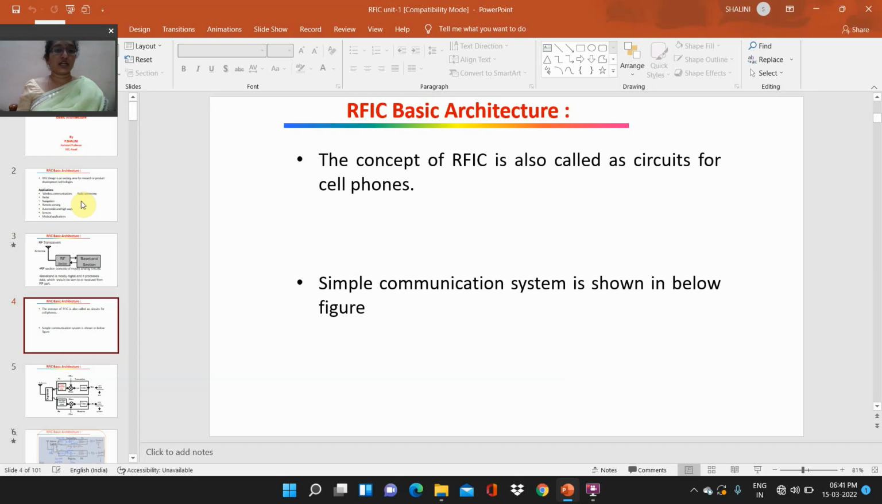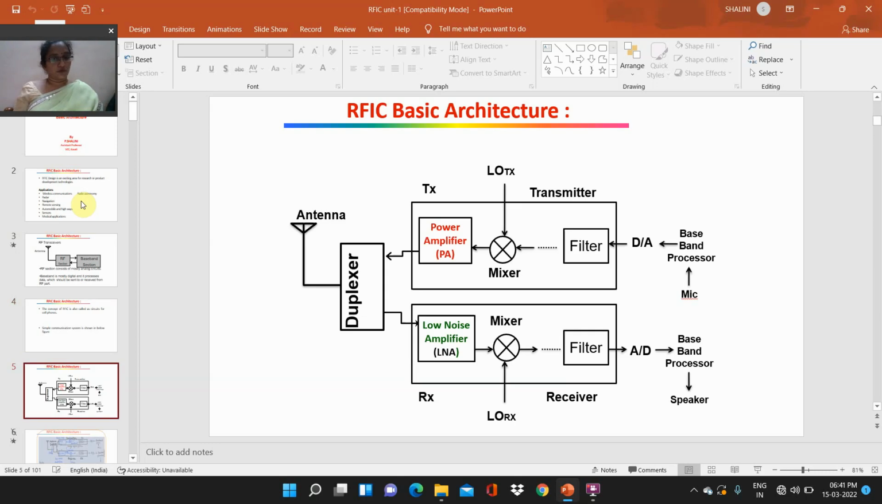A simple communication system is shown in the below figure. Here the basic architecture is represented, and this basic architecture involves the transmitter section, receiver section, duplexer, antenna, baseband processor, microphone, and speaker. These are the main blocks involved in the basic architecture of RFIC.